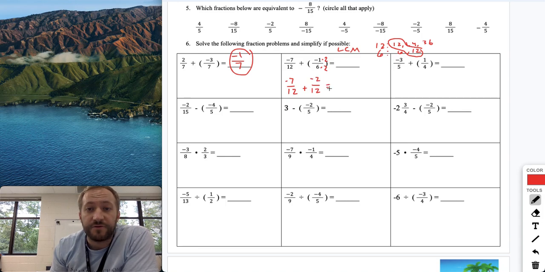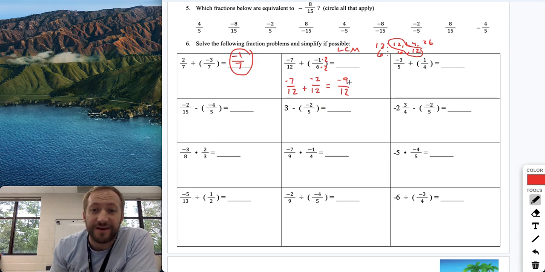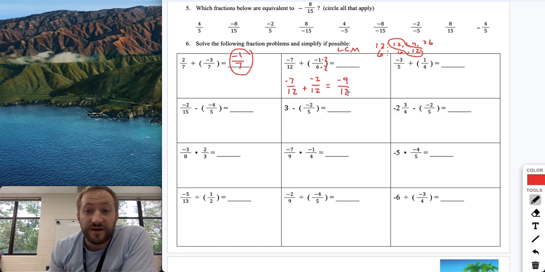And now, when I look through this, I notice that the denominators are the same. Perfect. Keep it in my answer. Now, -7 plus -2. I just get to add the numerators, -9. Now, if this was my answer on the test, you would get most of the credit. But because I can simplify this even further, I'm going to.